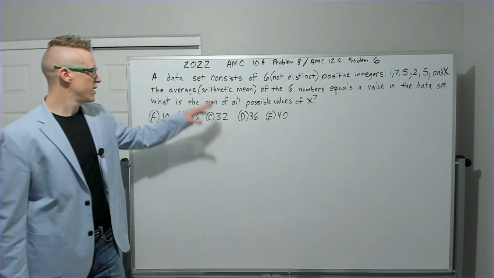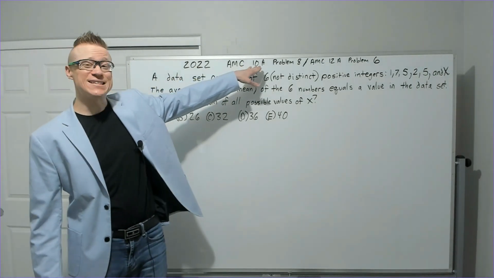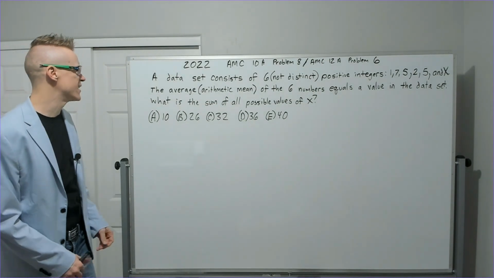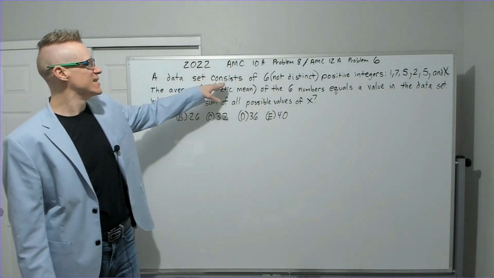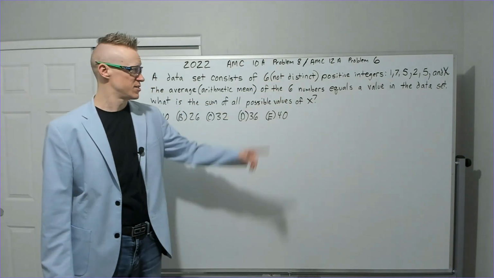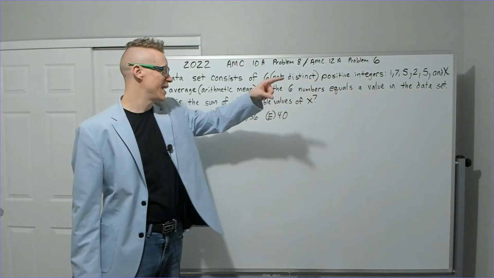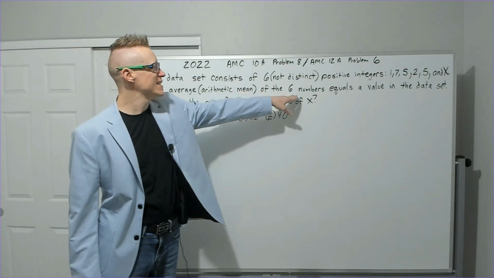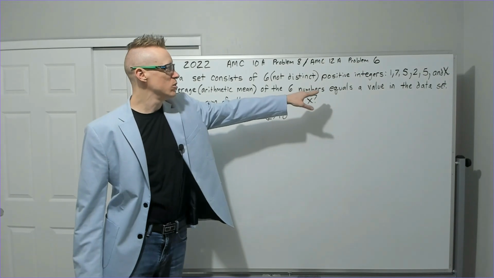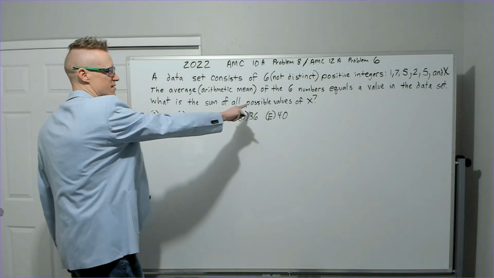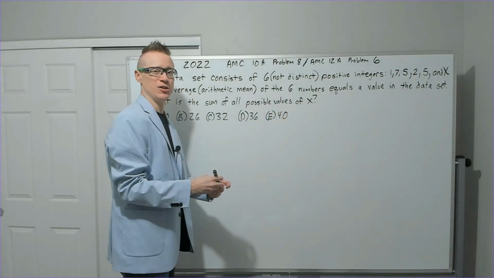So continuing on now with the 2022 AMC 10A problem 8. It was also the 12A problem 6. A data set consists of 6 not distinct positive integers, 1, 7, 5, 2, 5 and x. The average, arithmetic mean, of the 6 numbers equals a value in the data set. What is the sum of all possible values of x?